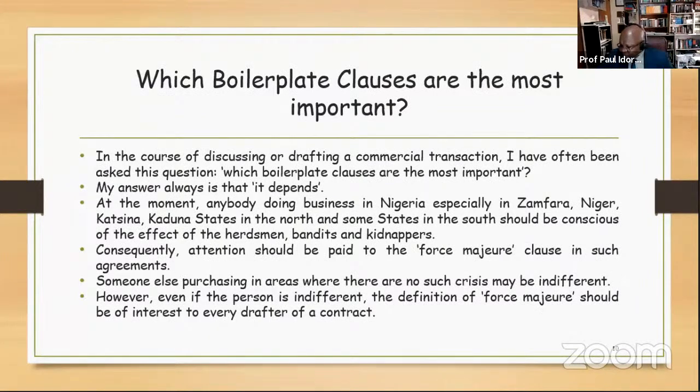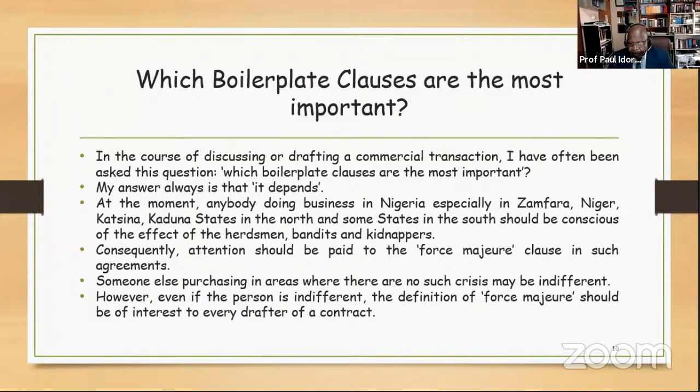Now, which boilerplates are more important than the others? When I was in BP as general counsel, those working with me often asked this question: which boilerplates are more important than the others? And anytime I'm asked that question, I remember when I was taught in the university that a lawyer should not give a direct answer. A lawyer should just say, it depends. And I find this helpful, that if you ask me a question that I do not want to commit myself, I will simply say, it depends.